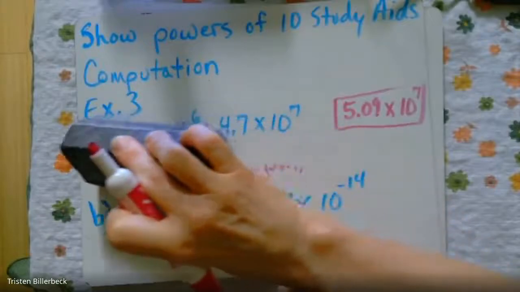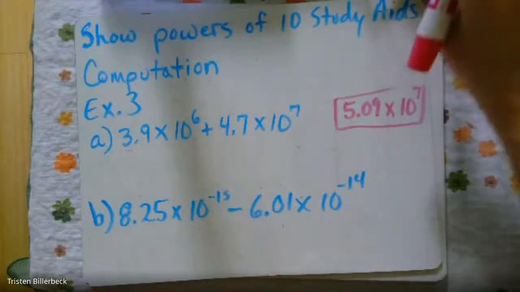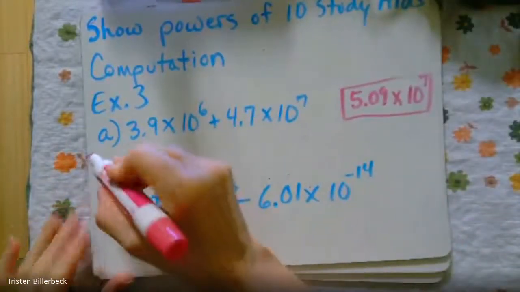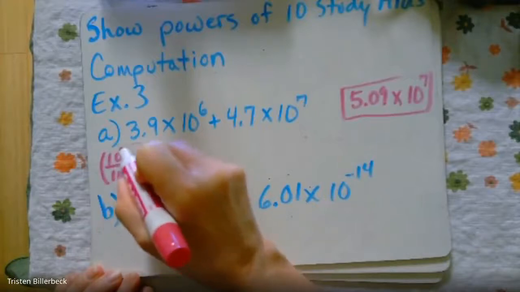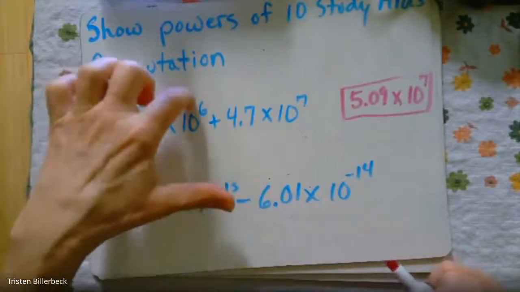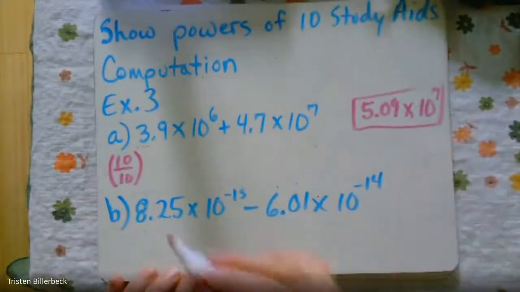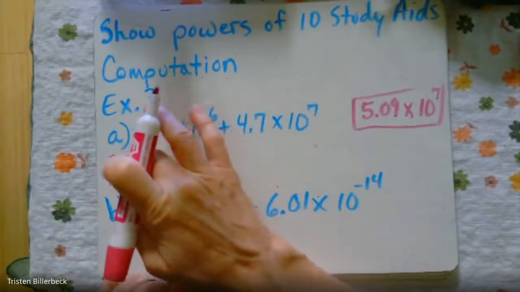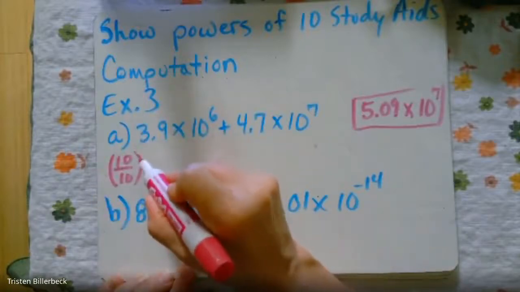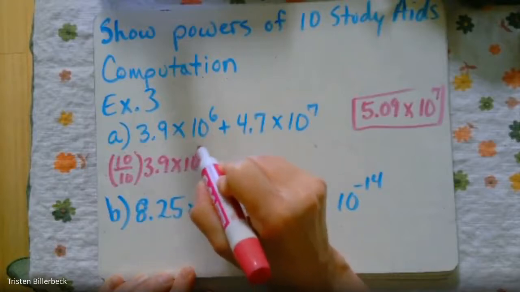Okay, so if I decide I want to set this up where this one's moved, this one I'm going to multiply by 10 over 10, because I want to get this one to 10 to the 7th, because I know that this is the answer, so there must have been a better way. That was too much work. Okay, so we have 3.9 times 10 to the 6th.